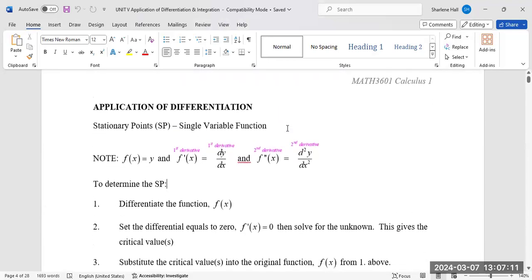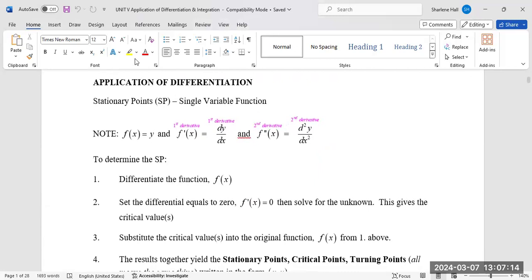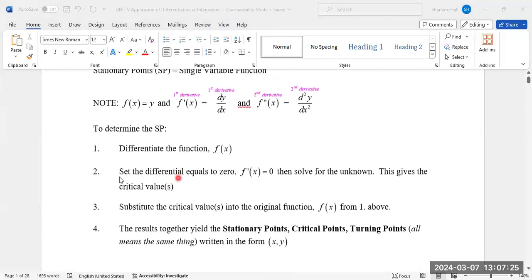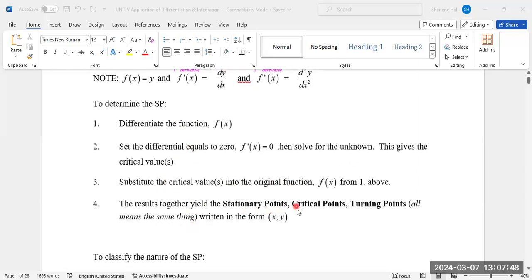Stationary points. Now we are looking at applications of differentiation, stationary points, single variable function. And as I said to you the last time around, these are some steps to determine the stationary point. We first need to differentiate the function. Then we're going to set the derivative of the function to be equal to 0 and solve for the unknowns. And that will give us the critical values. And then we're going to substitute the critical values into the original function from up here, that one above. And then the results are going to give you the stationary points, critical points, or turning points.